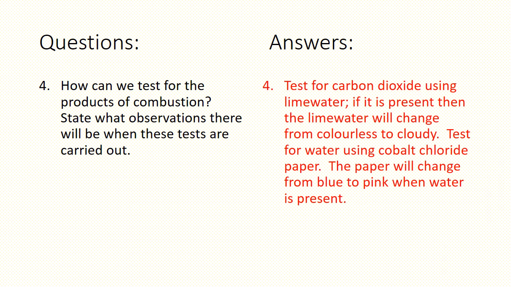So we're going to test for carbon dioxide using lime water. We'll bubble the gas through it, or we'll put a sample of lime water into the gas. If lime water changes from colourless to cloudy, then we know that carbon dioxide is present. The water will be tested for using cobalt chloride paper, and that paper will change from blue to pink when water is present.